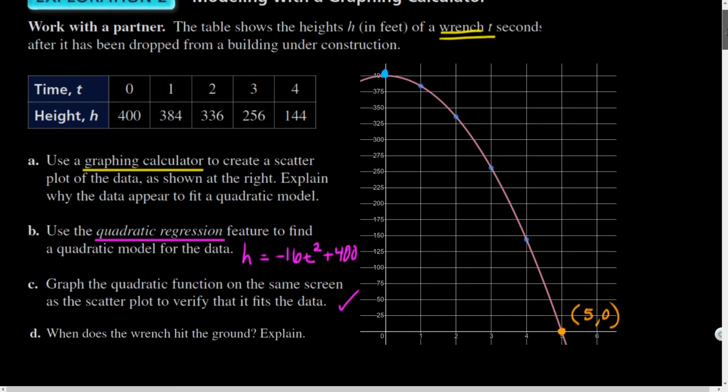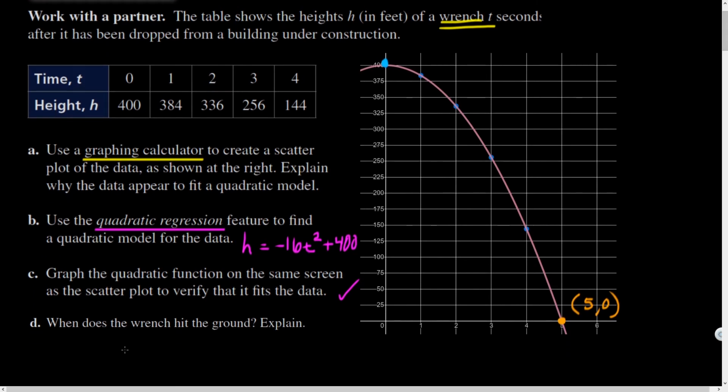And so what does (5, 0) mean? Well, it means that time was equal to 5 when h was equal to 0, right? That's 5 seconds and 0 feet. And so it occurs when the graph crosses the x-axis. And so there we go. So I'm able to model real-world data.